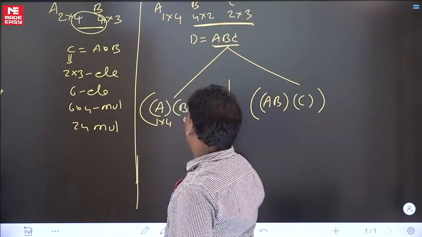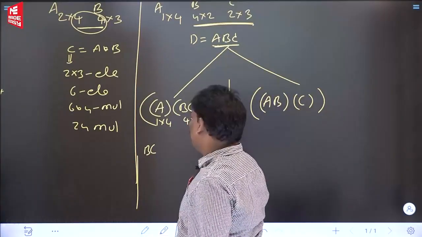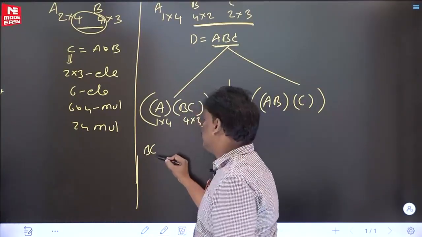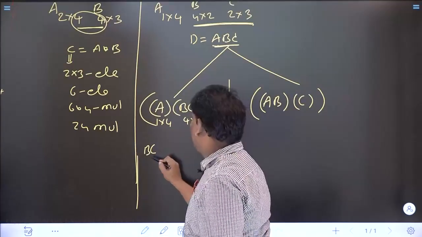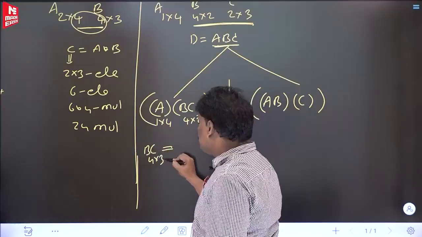But the question here is how to get BC. Let's check here. BC size is 4 by 3. It's okay, but how to get BC? Can you help me know what is the BC size? 4 by 3. Now see the answer. BC size is 4 by 3.